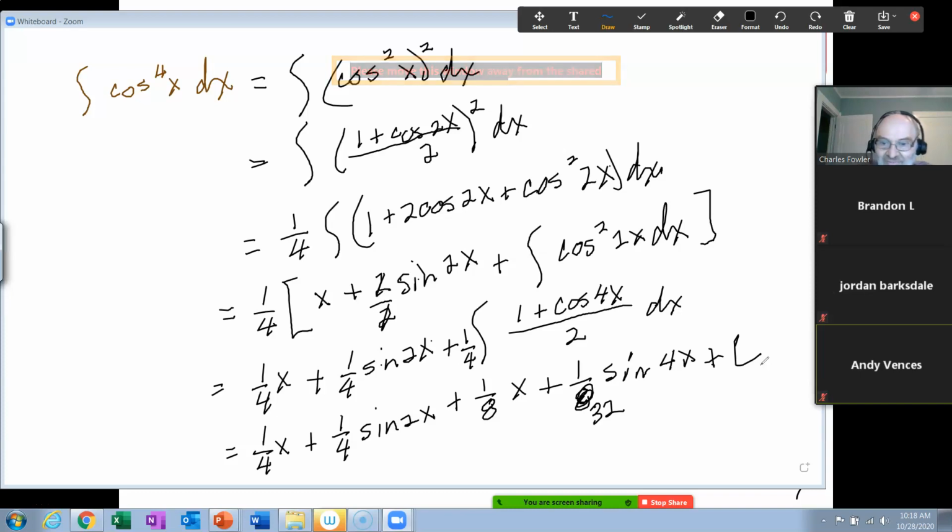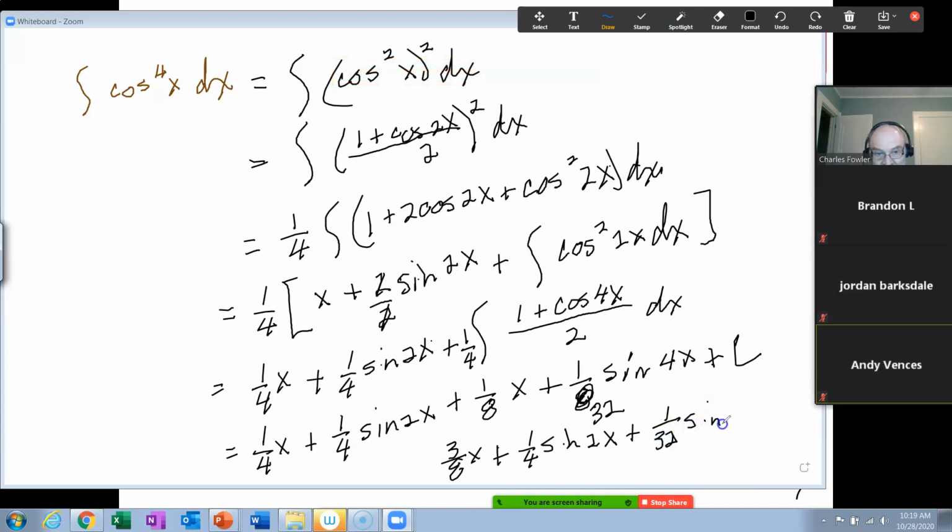So that's what I think the answer is. Oh, wait, we can do some combining of like terms here. 1/4 x plus 1/8 x, that's 2/8 x plus 1/8 x is 3/8 x plus 1/4 sine 2x plus 1/32 sine 4x plus c. All right, that's what I think it is.